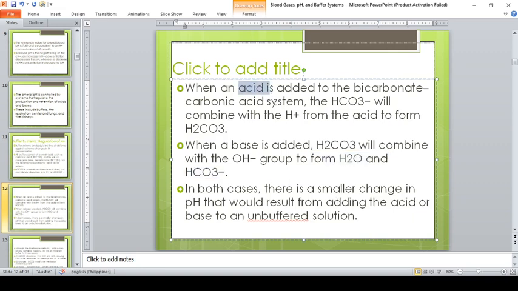Kapag acid, kanino siya makikombine? Sa conjugate base. Kapag base naman ang naidagdag, saan siya makikombine? To the weak acid, that is the carbonic acid. Okay, in both cases, there is a smaller change in pH than would result from adding the acid or base to an unbuffered solution. Okay?